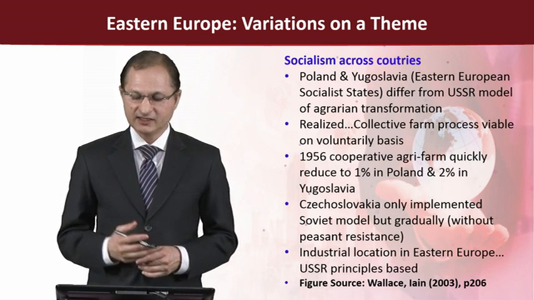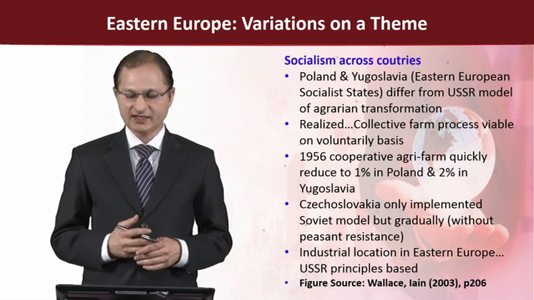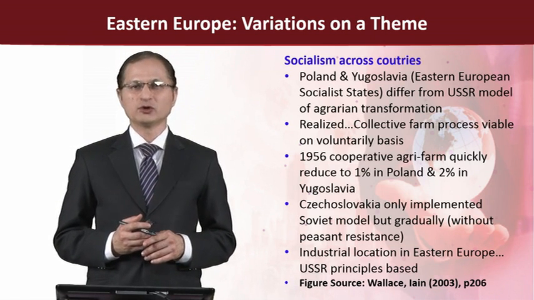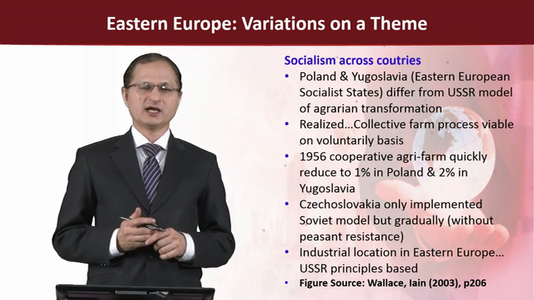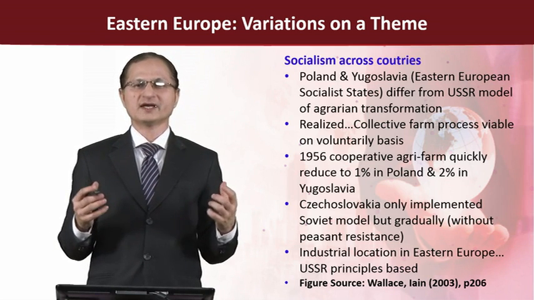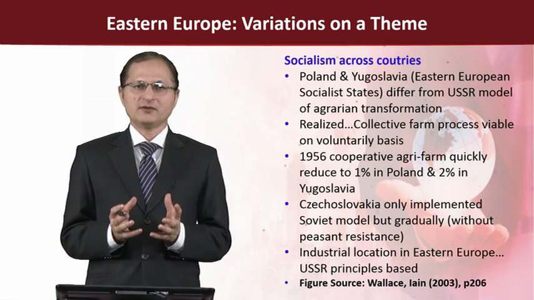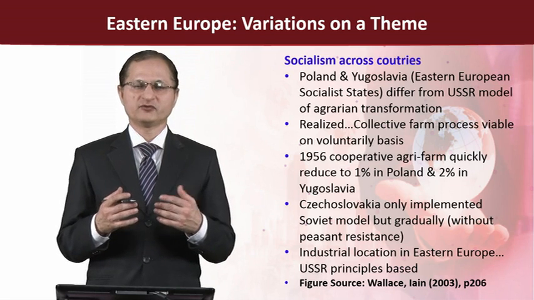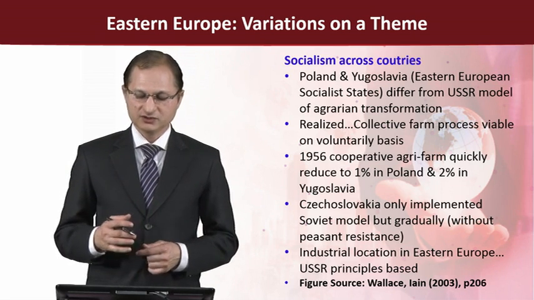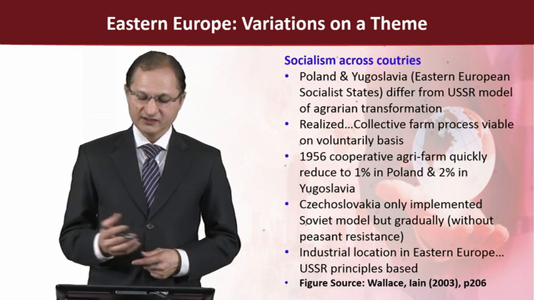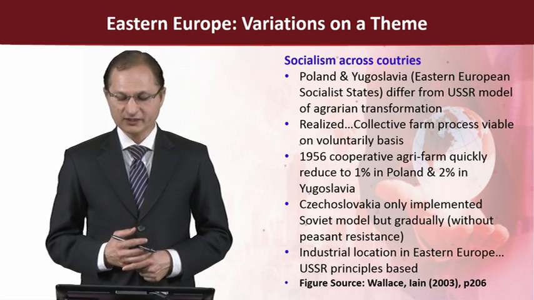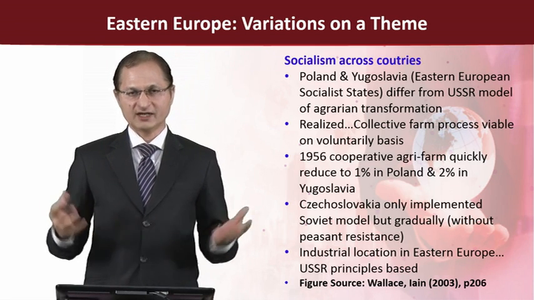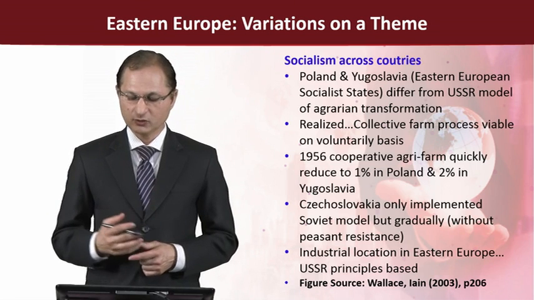So they understood that the collective farm process is viable only on a voluntary basis. It cannot be imposed by the state on farmers to work as a collective farm and then produce more output. Otherwise, it's quite difficult to achieve their objectives. By 1956, cooperative agriculture quickly reduced to 1% in Poland and 2% in Yugoslavia. That was the reverse cycle which was observed.